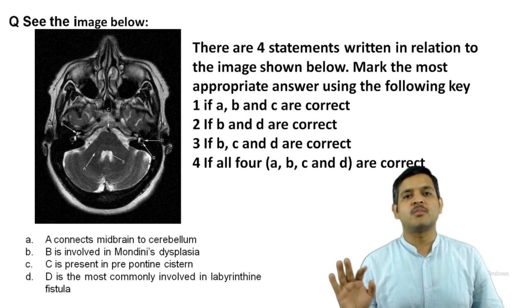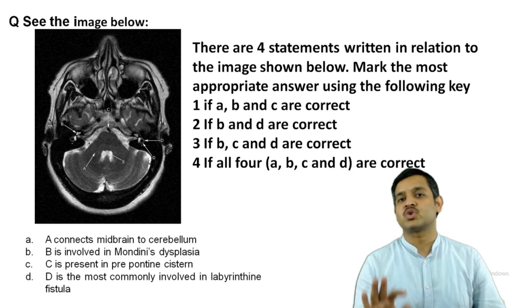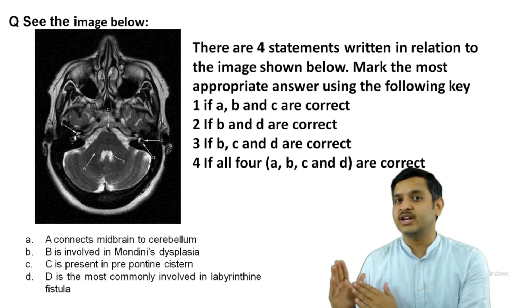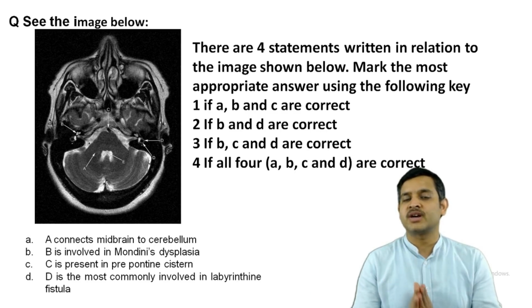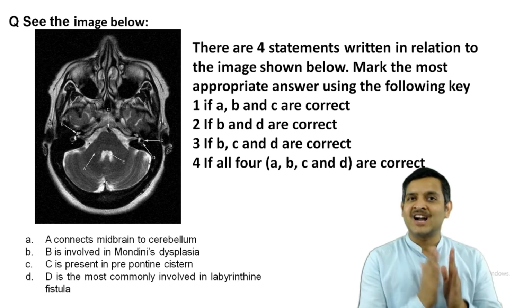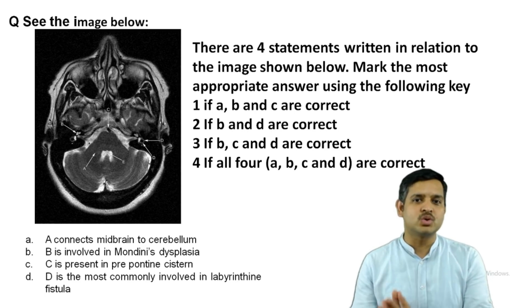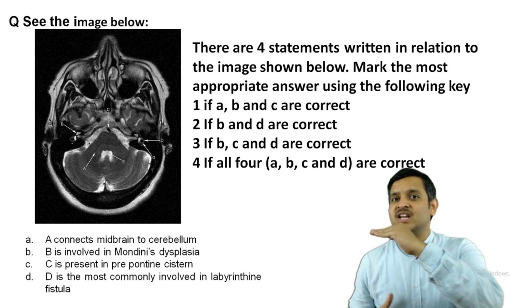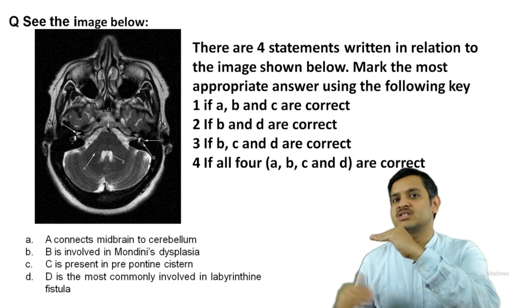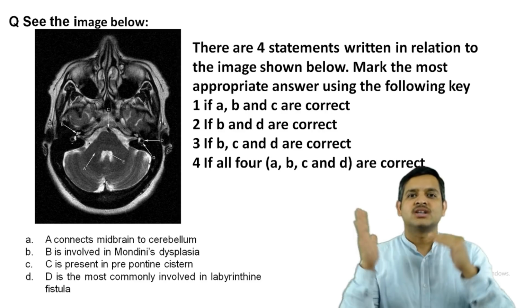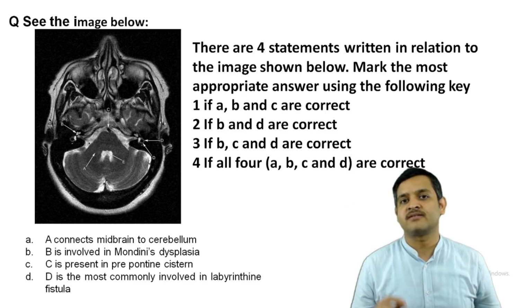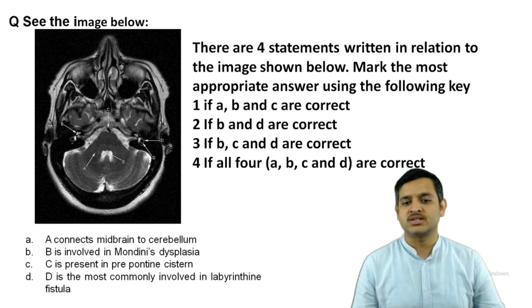D is most commonly involved in labyrinthine fistula. So that means the entire question is dependent on your knowledge of ENT over here, whether you are aware that the lateral semicircular canal is the most common structure involved in labyrinthine fistula. Because it is lateral, please remember, this is the structure that often gets eroded and it is involved in labyrinthine fistula. So the answer for this question is B, C and D.